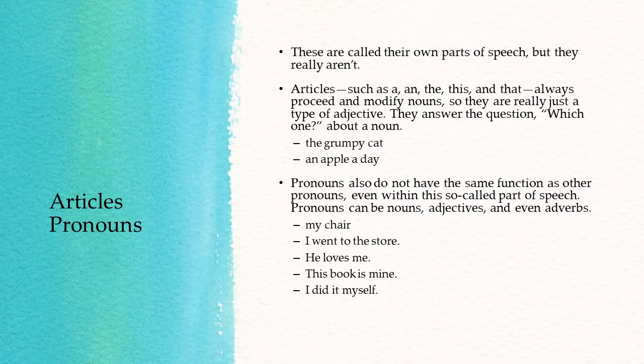My chair. My is a pronoun. It's modifying the word chair, which is a noun, so it's really just acting as an adjective. I went to the store. I is being a noun. He loves me. He and me are both pronouns. They're both acting like nouns. This book is mine. Mine is a noun. I did it myself. In this sentence, myself, that's a pronoun. And it's modifying did. How did I do it? Myself. And so it's actually being an adverb.